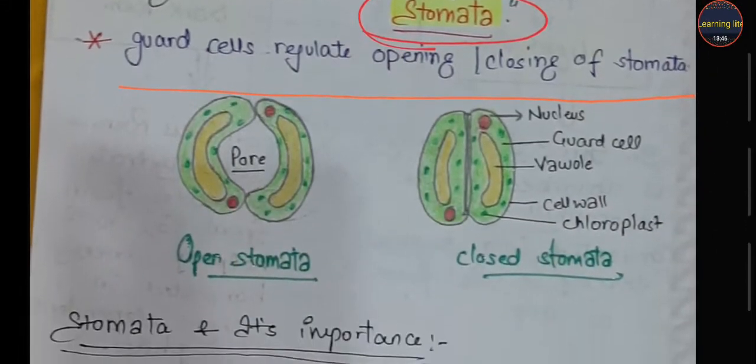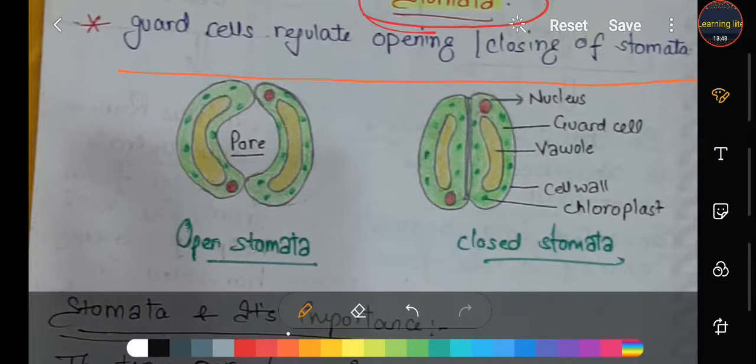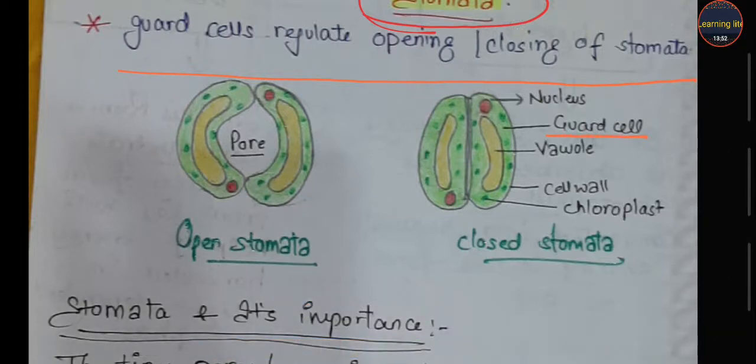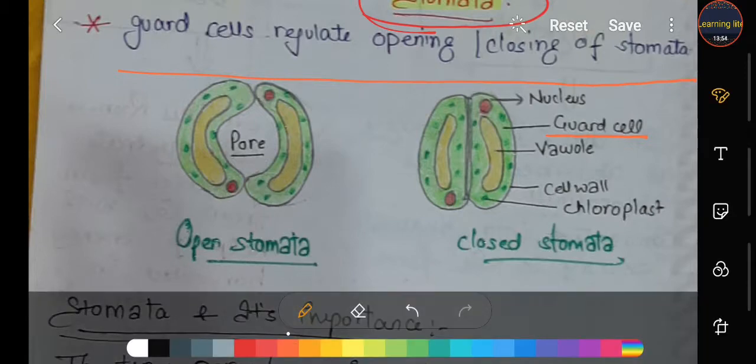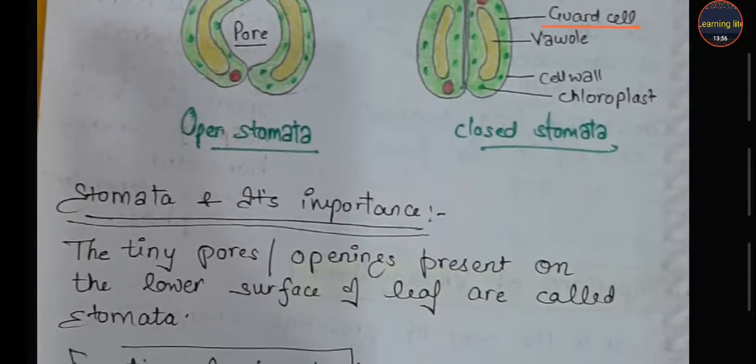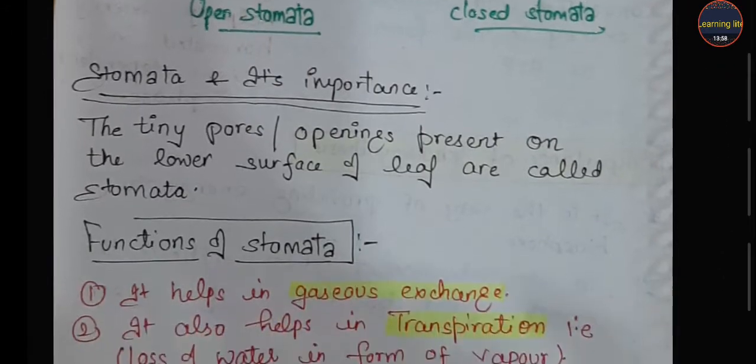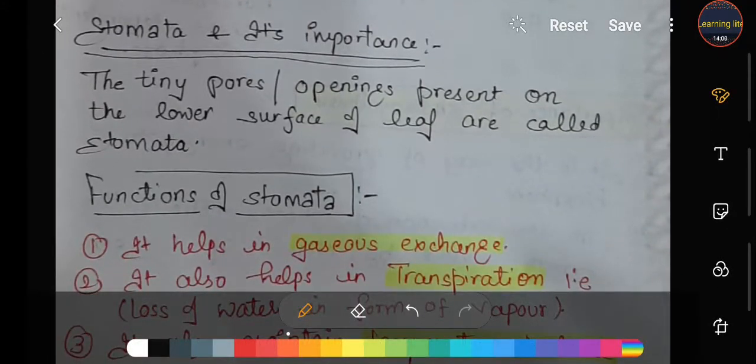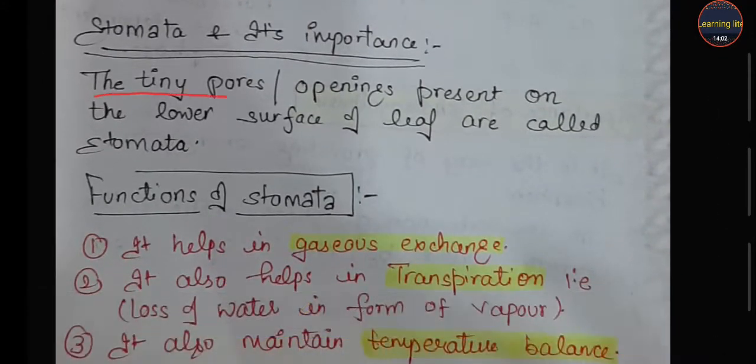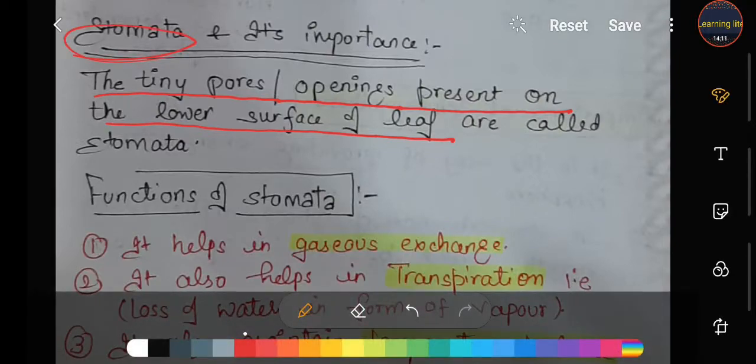So these are the pictures of stomata, students. This is open stomata and this is closed stomata. And here you can see the guard cell which protects the stomatal pore. What is stomata, students? Stomata are the lungs of the plant. They are the tiny pores or openings present on the lower surface of the leaf.